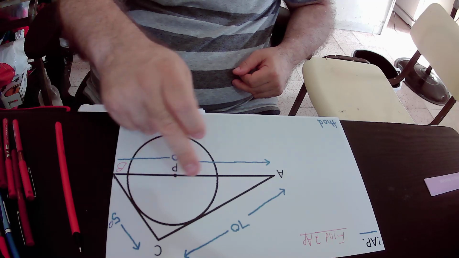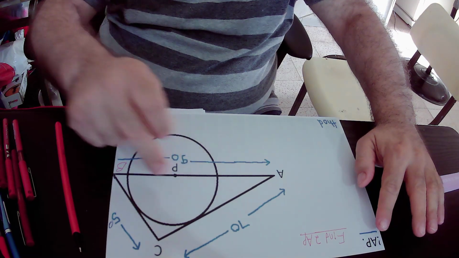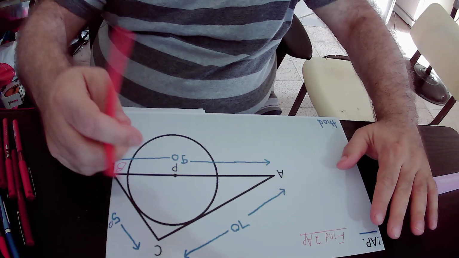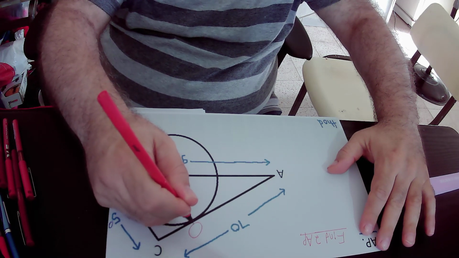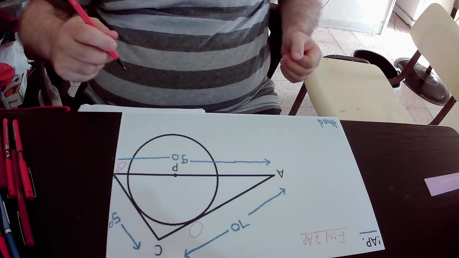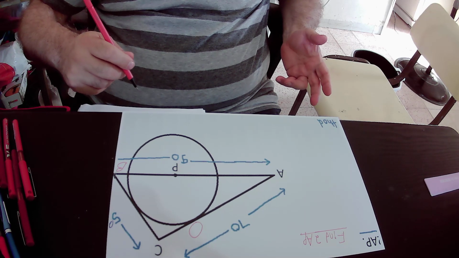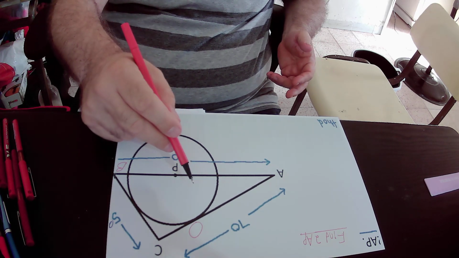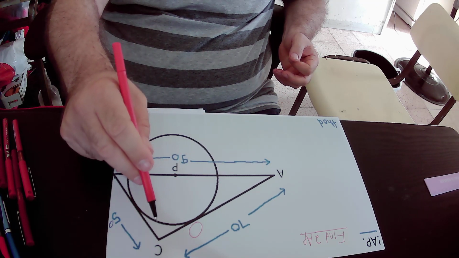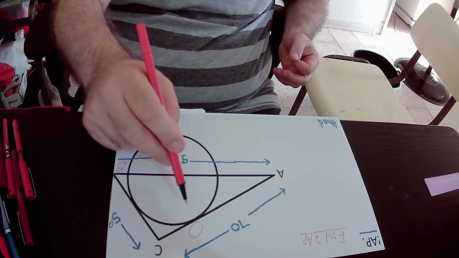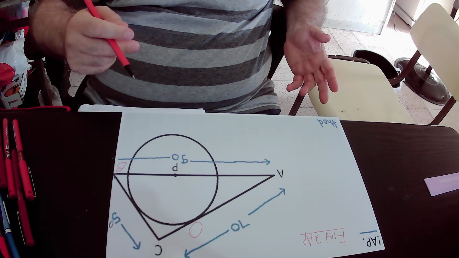Side AC of the triangle is tangent to this circle at a point we will call point O, or we can say that the touching point between side AC of the triangle and the circle is point O.